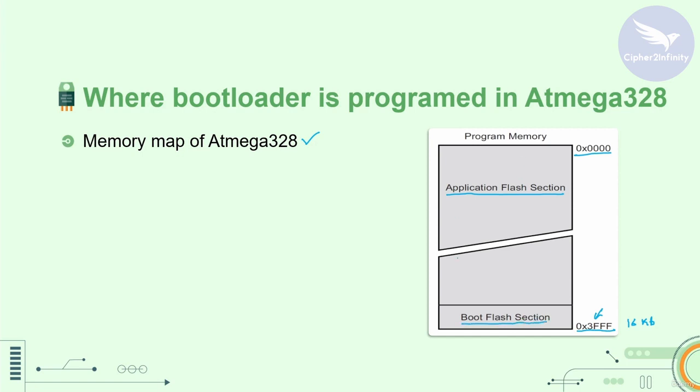So this is basically the region where your application code is programmed. For example, in simple words, if you have written an LED blink code, then that will be programmed in this region. Okay. So in this region, the LED blink code will be programmed. And if you want to program a bootloader code in the microcontroller, then that bootloader code will be programmed in this region. So I hope that this is clear. This is how the flash memory of Atmega328 looks.